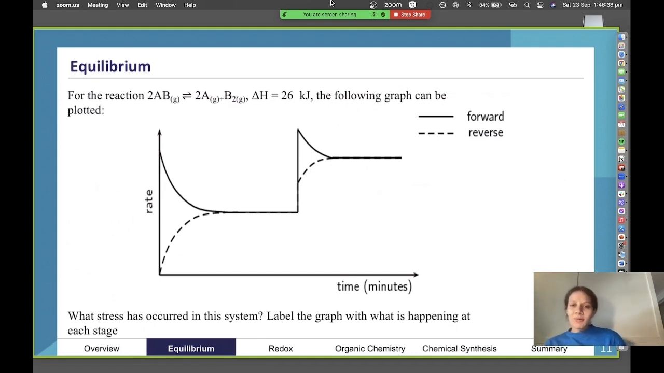We can see that we have a stress occurring some point after equilibrium has been established the first time. Just to revise, equilibrium is when we have equal rates of forward and reverse reaction. It doesn't matter how much there is on each side of the equation, but they're going to be producing each side at the same time, so then concentration stays constant. So really important for this question.